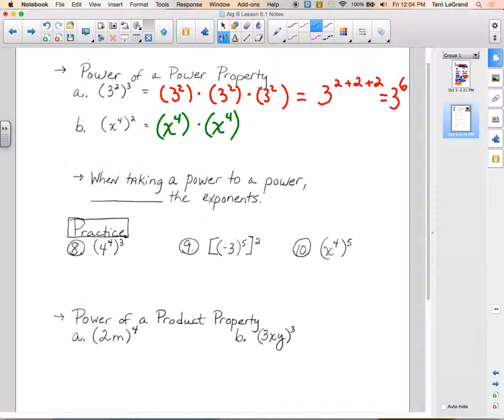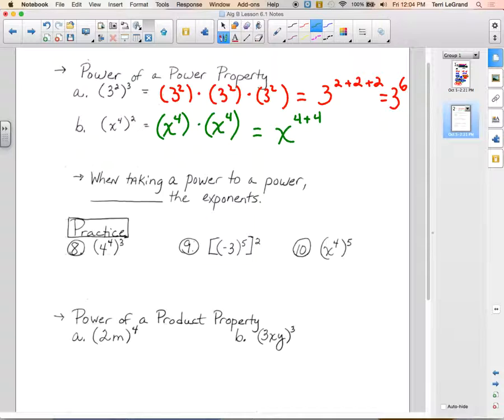X, that's what the base is. It's being squared. Now we got rid of the power to a power. Now it's a product of powers. And what do we do when we have a product of powers and they have the same base? Cameron? What's our base? X. And we are going to do 4 plus 4.